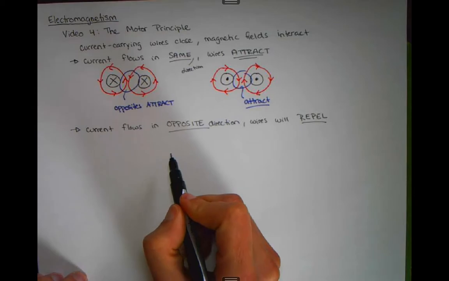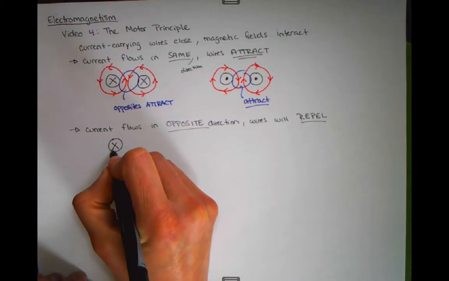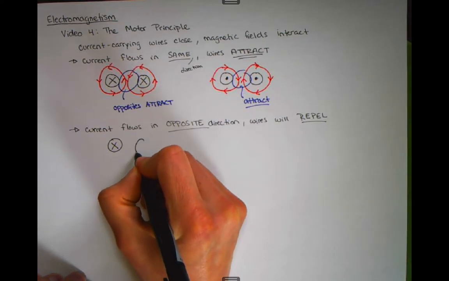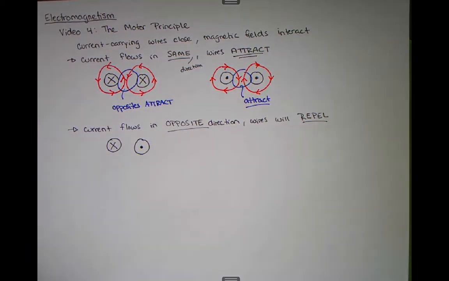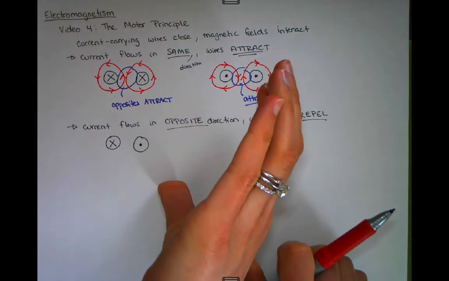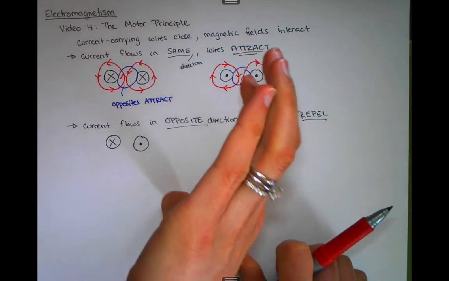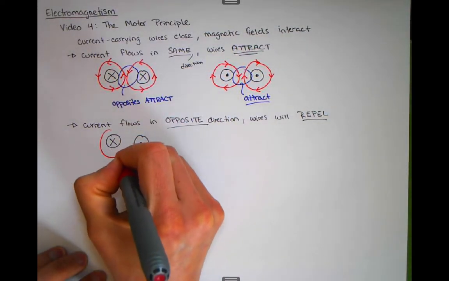But current flowing in opposite direction. So I have 2 wires, and let's have this current go into the page, and I want opposite direction here, so I'm going to have current come out of the page. So I'm going to use left-hand rule 1 to draw my magnetic fields. So into the page for the wire on the left there, current goes in, so my thumb goes into the paper, and then my fingers curl in a counterclockwise direction.